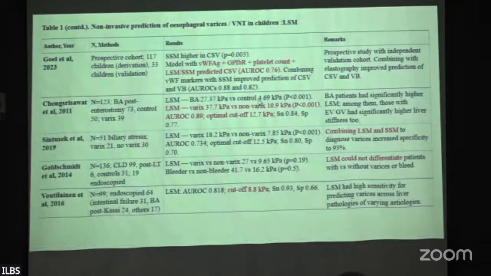Coming to other markers. These are studies which are using liver stiffness with or without a combination of other non-invasive markers. This was a study that used von Willebrand factor antigen and GP1B receptor along with platelet count and LSM or SSM, in which it showed that using SSM over LSM better improved the model prediction. Other studies showed that a combination of LSM and SSM were consistently performing better. And in one study, LSM could not differentiate between patients with or without varices or those who would present with a GI bleed.